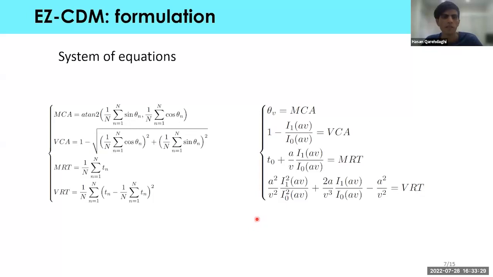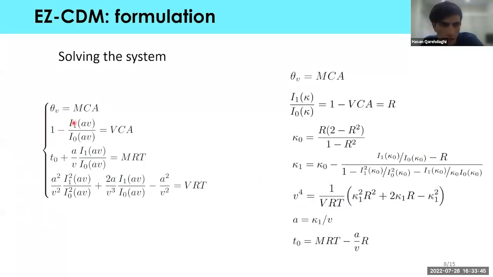To review, to estimate the parameters, we only need to calculate the mean, the angular mean, and the variance of the choice angle data, and the mean and variance of response time data, and put them in this system of equations. But we need to solve the system. The first equation in the system directly gives the angle of drift. And the second equation varies only with A. So we can solve it for A. We can rewrite it as this.